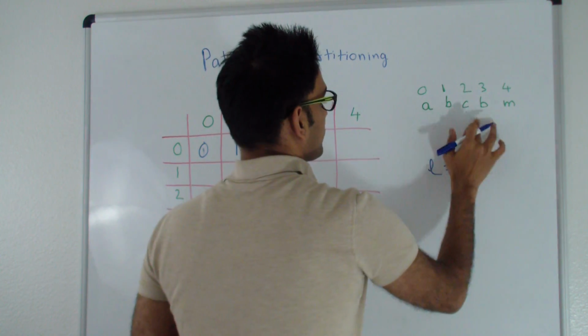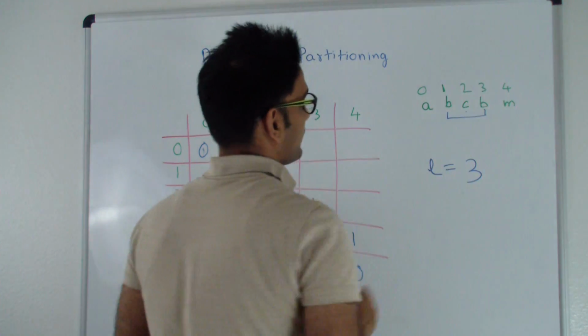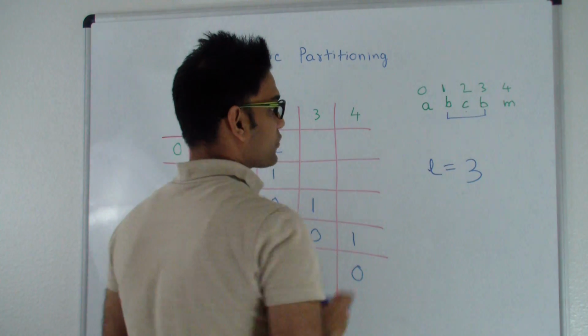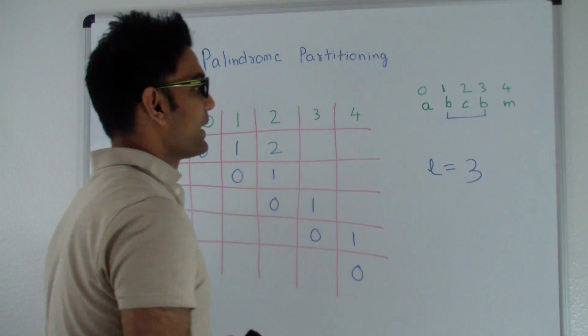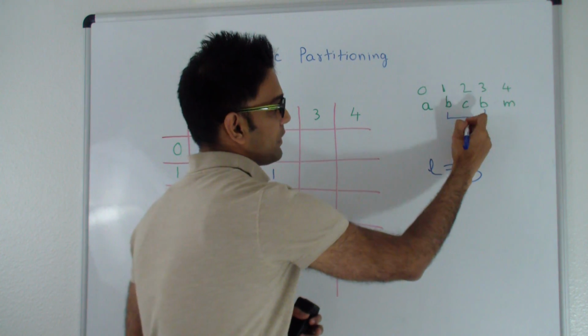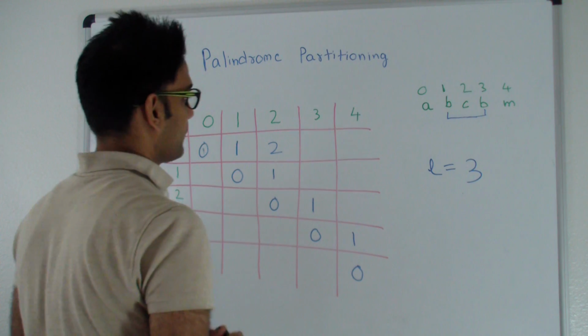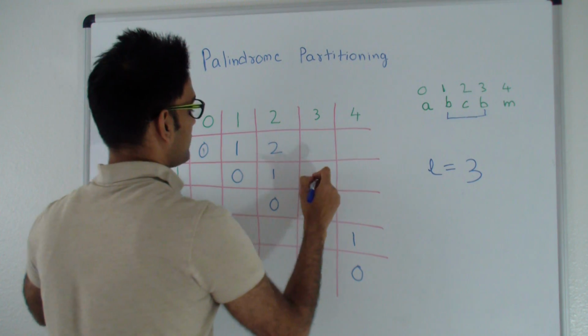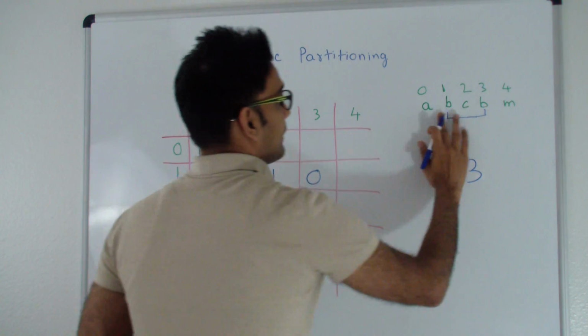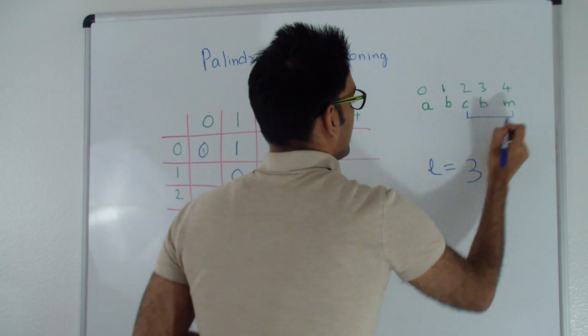Now let's look at T of this one, 1, 3. Since this is a palindrome by itself, it takes no splits whatsoever to make this a palindrome because it's a palindrome by itself. So 1, 3 is 0.